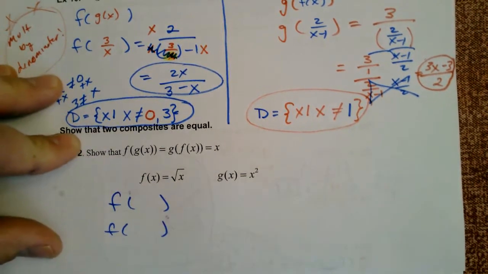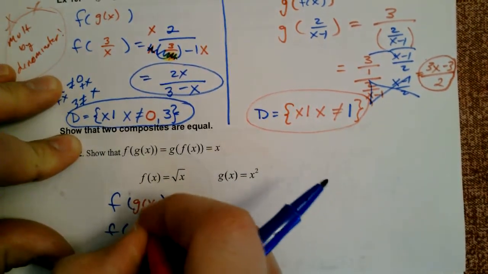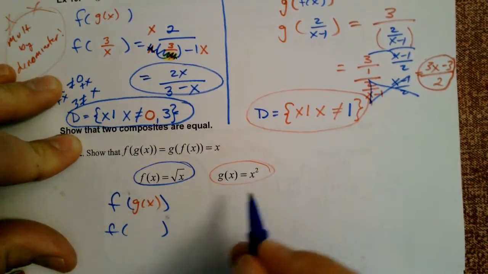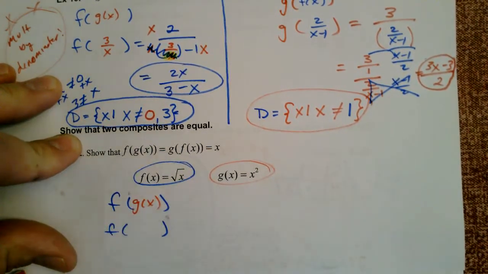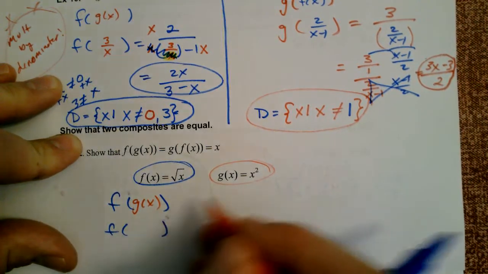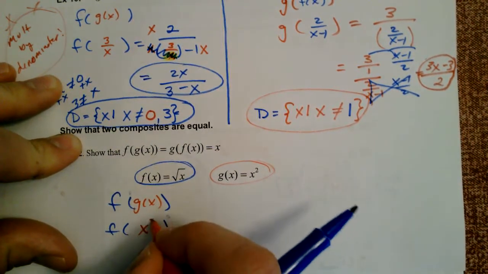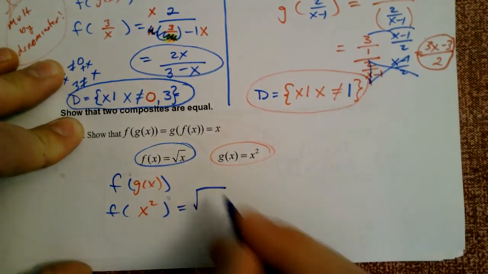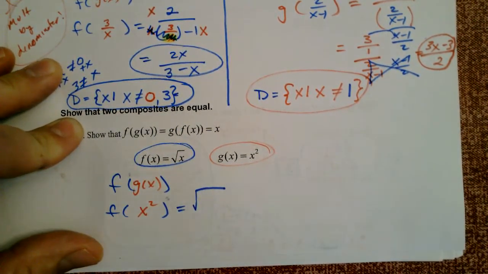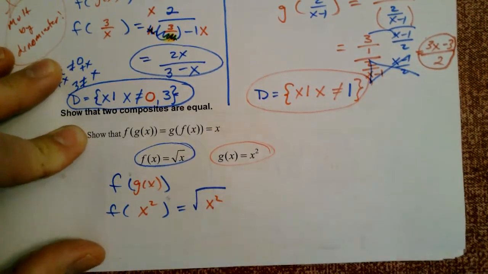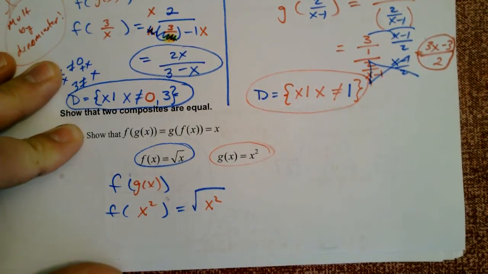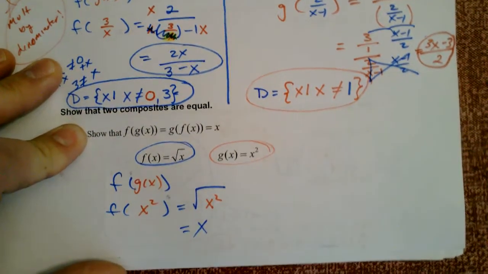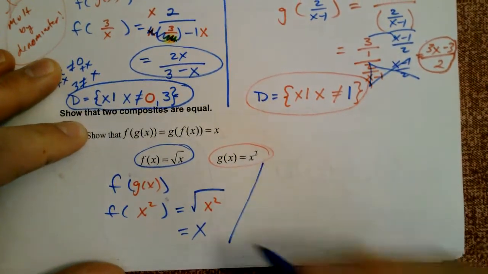All right, so I got to show you this real quick. So I'm going to do f of g of x. g of x is this guy right here, x squared, and f of x is the square root of x. So f of g of x, f of x squared, the f function says I take my input and I square root it. My input is x squared. When I square root something squared, I get what's inside, I get x. So I'm halfway done. I got what I wanted.